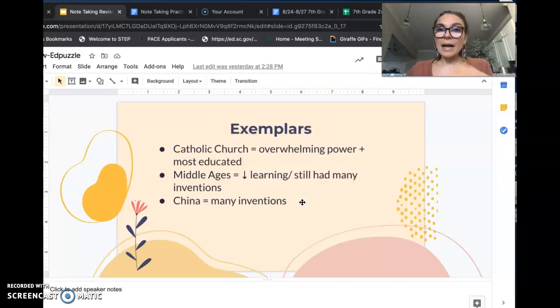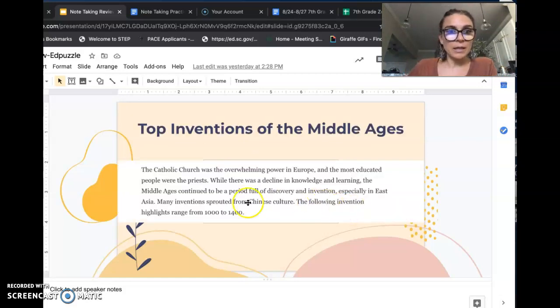Okay, and then the last little note that I had, an important fact, was that China equals many inventions, because I remember reading that many inventions sprouted from the Chinese culture. Okay?